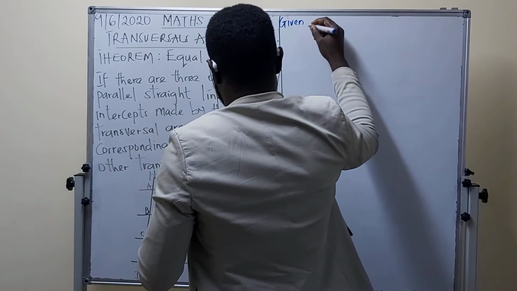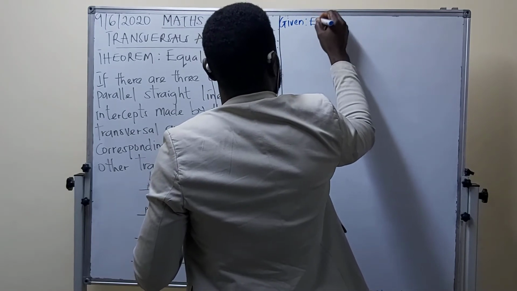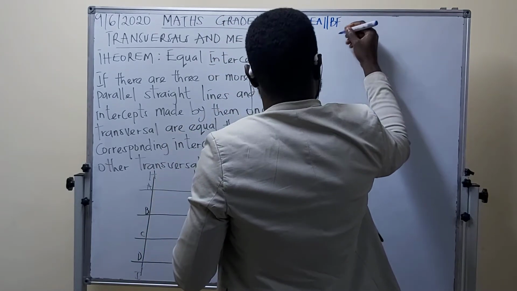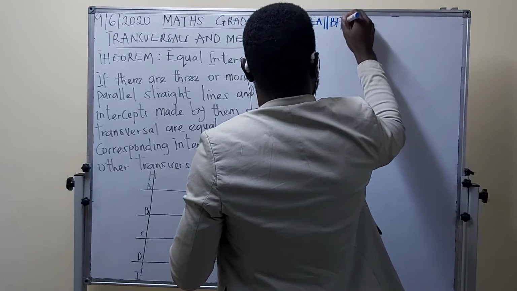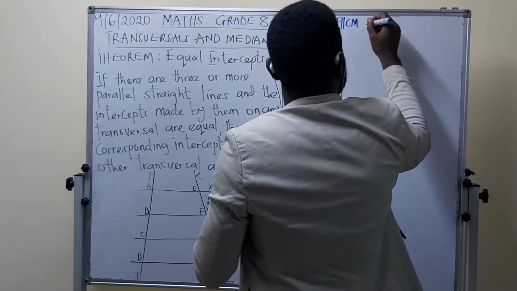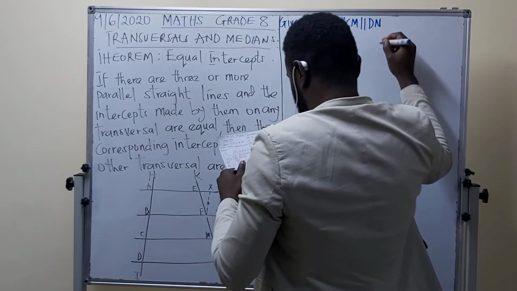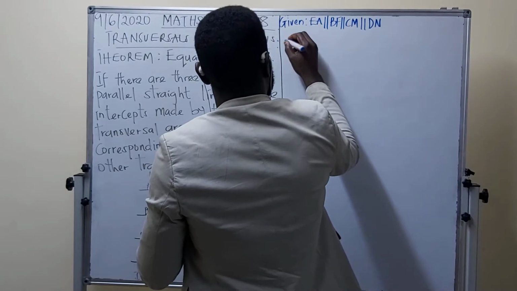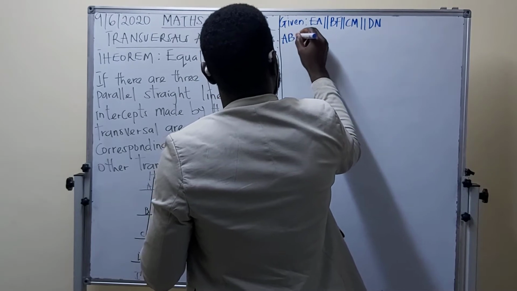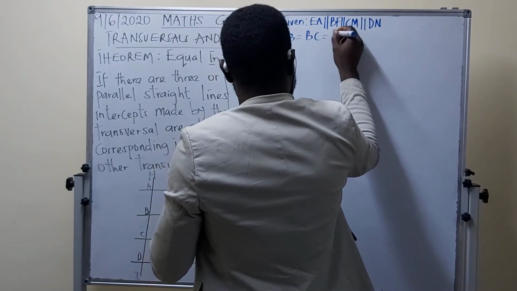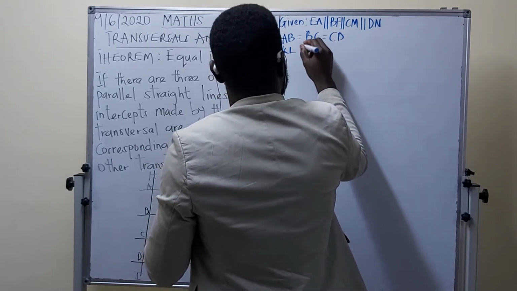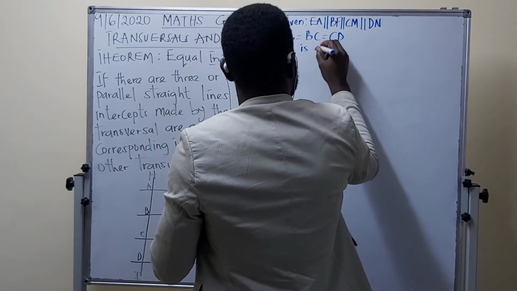Given EA is parallel to BF, parallel to CM, parallel to DN. Okay. We have AB is equal to BC is equal to CD. And we have KL is a transversal.